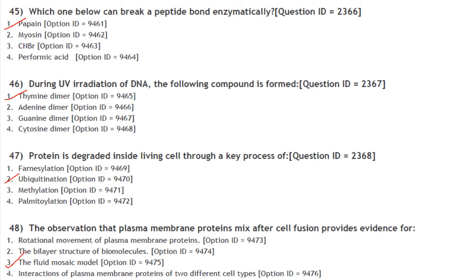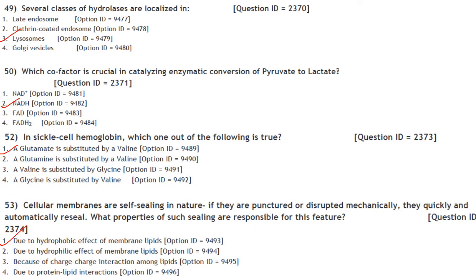The same question was asked in the MSc entrance examination question paper of some other university. I don't remember the university, but they have asked the same question. Then several classes of hydrolases are localized in the lysosomes. Answer is option 3. Which cofactor is crucial in catalyzing enzymatic conversion of pyruvate to lactate? So lactate plus NAD plus gives pyruvate plus NADH plus H plus.